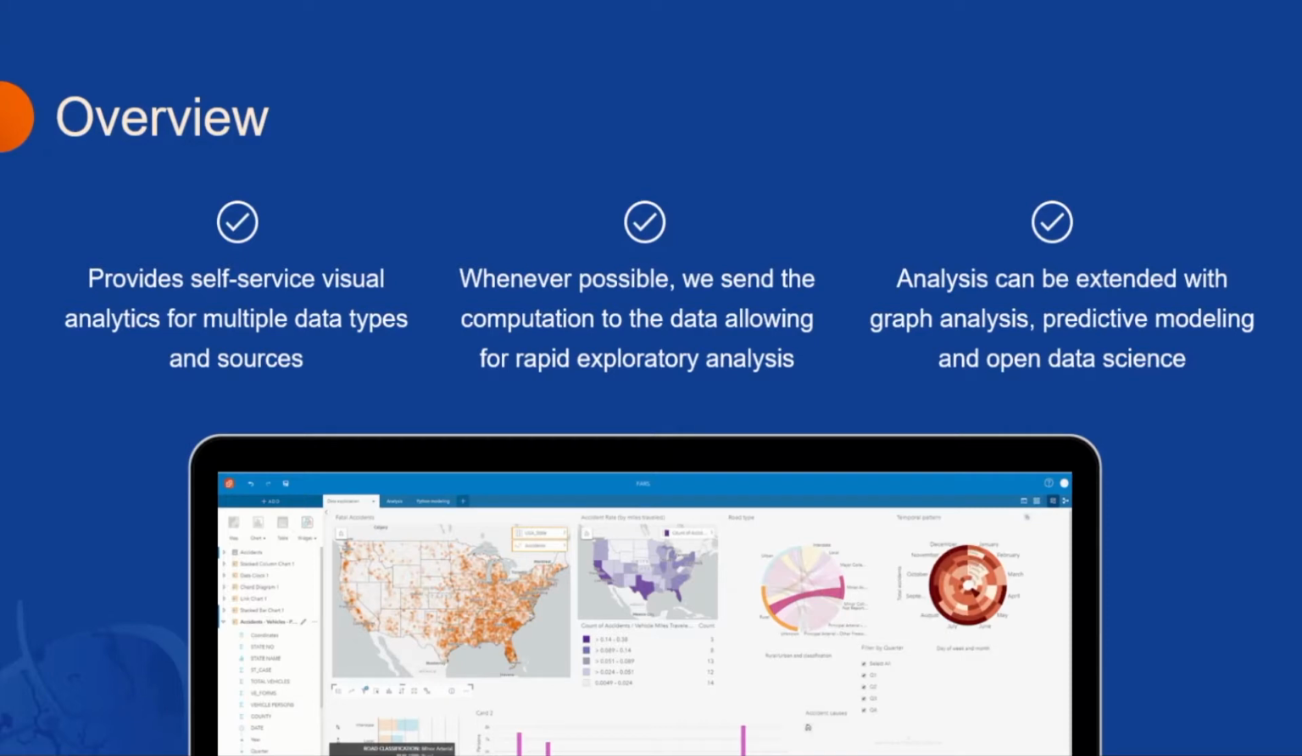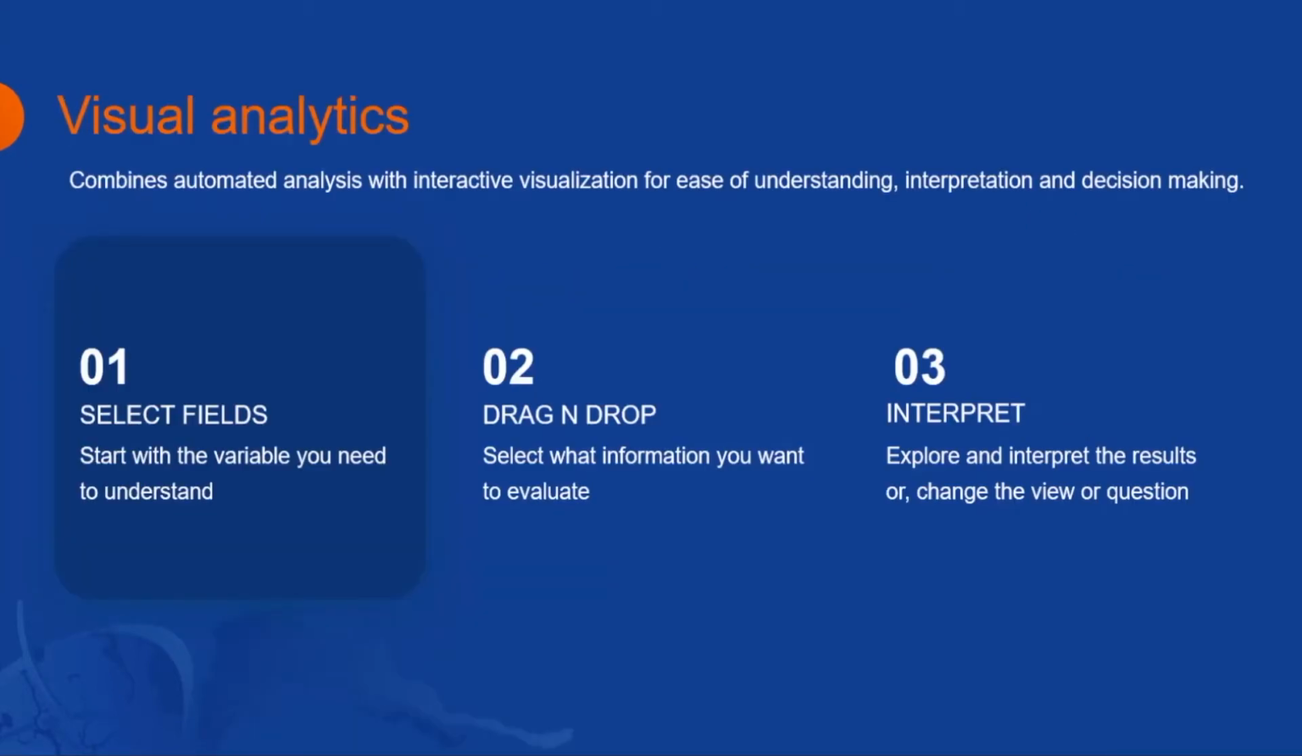Today we are going to discuss ArcGIS Insights and how it is used for incident analysis. What is ArcGIS Insights? ArcGIS Insights is a self-service location analytics product. It allows us to visually see our data on maps, charts, and tables. This visual analytics allows us to combine automated analysis along with interactive visualization. We can select fields, drag and drop that information to where we would like to evaluate it, and then interpret and explore those results and change that information if our question has changed along the way.